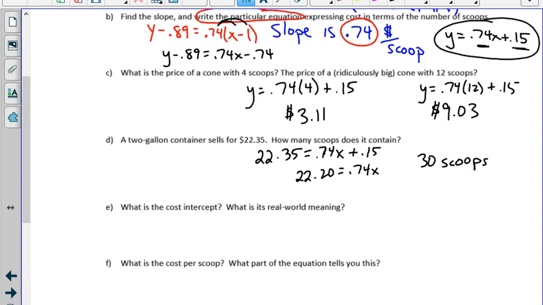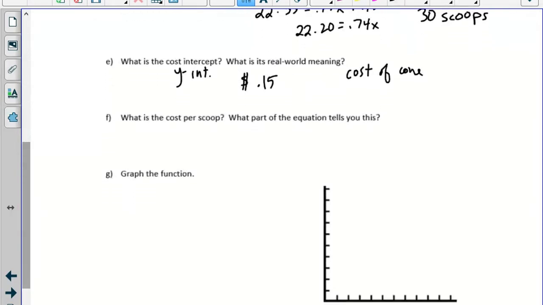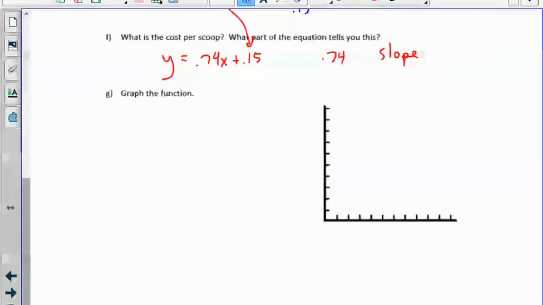What is the cost intercept? That's the same thing as the y-intercept in this problem. That is 0.15, so it's 15 cents. And that real world meaning would be something like the cost of the cone or something else that is being put into this particular problem that is in addition to the scoops. So before you get any ice cream, you would have to pay 15 cents. The cost per scoop was 74 cents. And what part of the equation tells you that? That was the slope. So now we're going to graph the function.